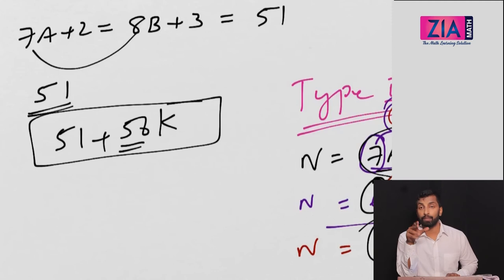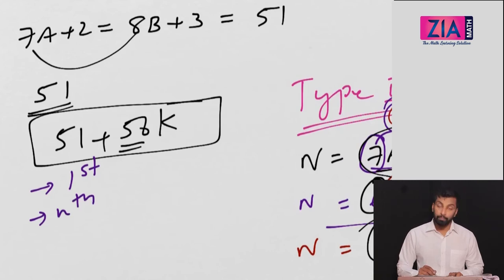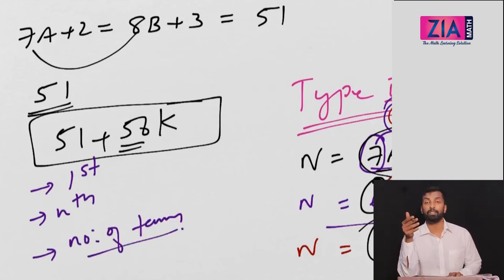So any questions which we have discussed there can be asked here also, or rather any questions which can come in an AP can come here also, except the first one. First one is a direct question which can come here. After that you got an AP. So what are the possible questions? I can ask you the first term, I can ask you the nth term, I can ask you the number of terms. See, I cannot simply ask you how many such terms are there, because that is infinity.